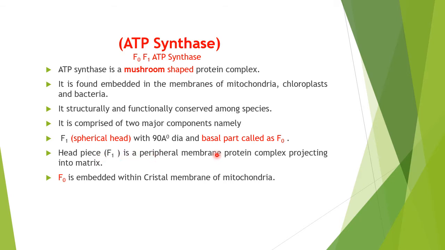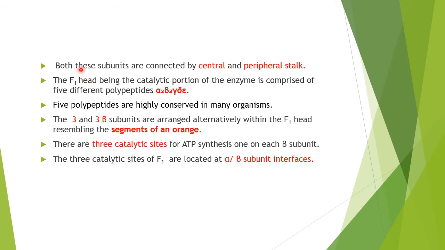Headpiece F1 is a peripheral membrane protein complex projecting into the matrix. F0 is embedded within the crista membrane of mitochondria. And both these subunits, that is F1 and F0, are connected by a central and a peripheral stalk. The F1 head, being the catalytic portion of the enzyme, is comprised of five different polypeptides: alpha, beta, gamma, delta, and epsilon. These five polypeptides are highly conserved in many organisms.